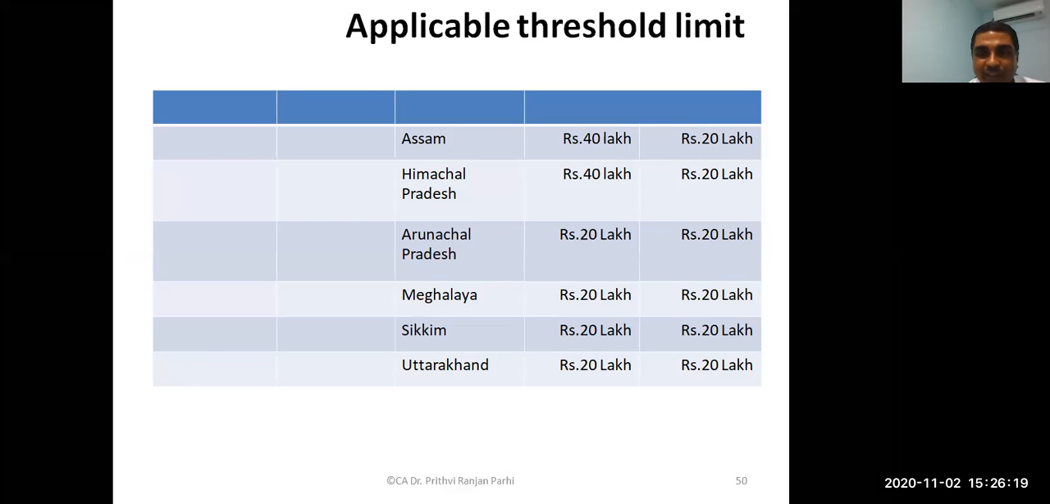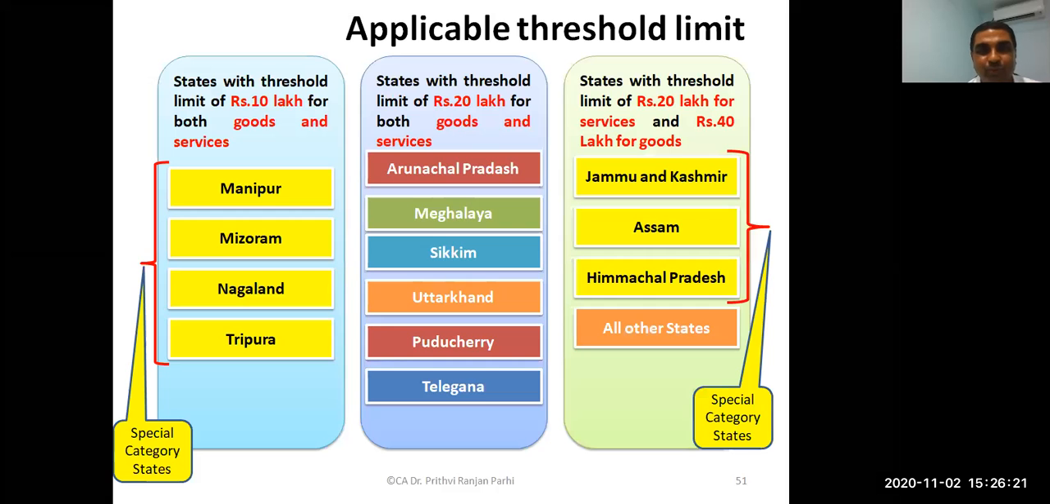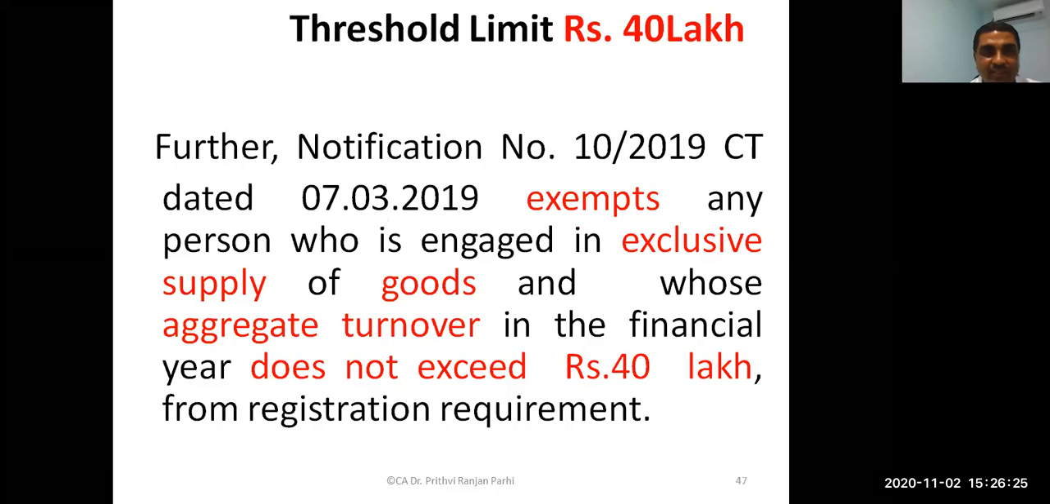We'll summarize these limits in the next session. But right now, we'll conclude this session. But just now, understand that in certain situations the threshold limit is 40 lakh, in certain situations it is 20 lakh, and in certain situations it is 10 lakh. Okay, we'll stop here for the time being.